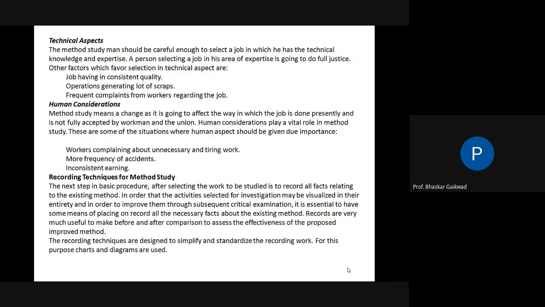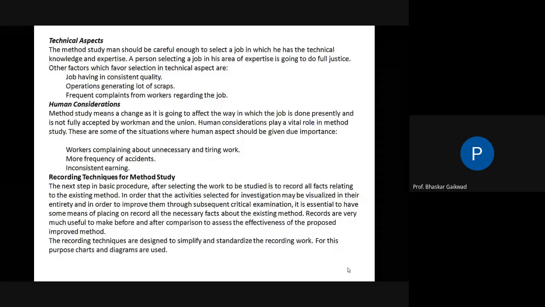The technical aspect: whatever manual work is there, that is replaced by technology. This is the technical aspect. So many aspects are there. Then our workers, the workers' recording techniques. So too many factors will be there. The change is effective when the job is presently not fulfilled, as expected by one worker or union.